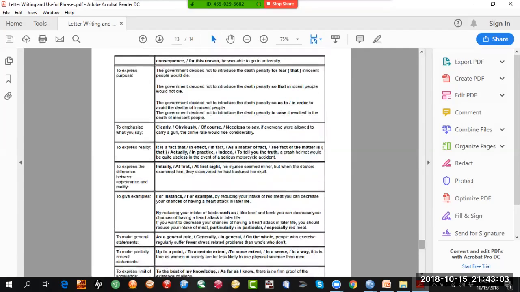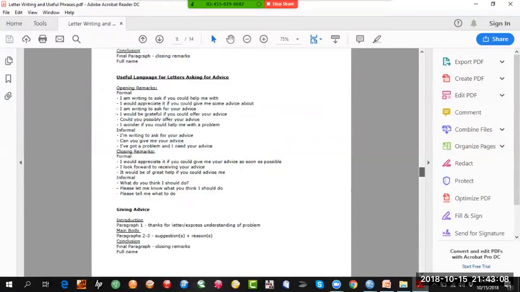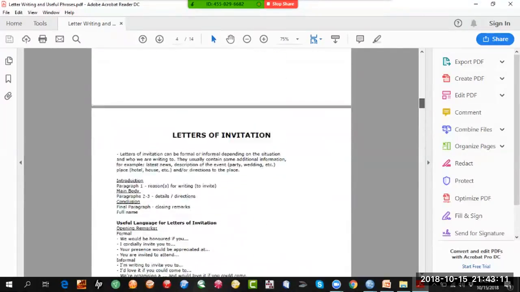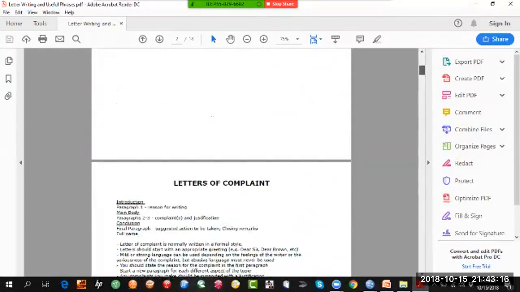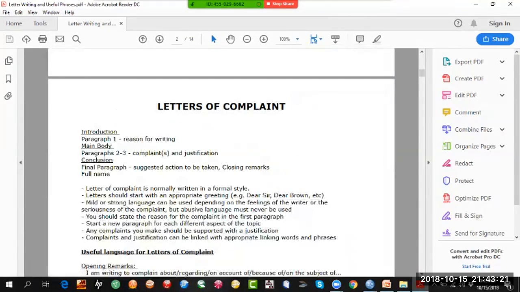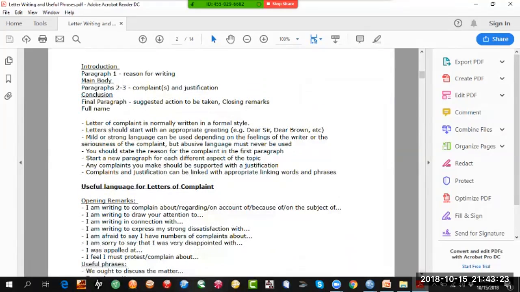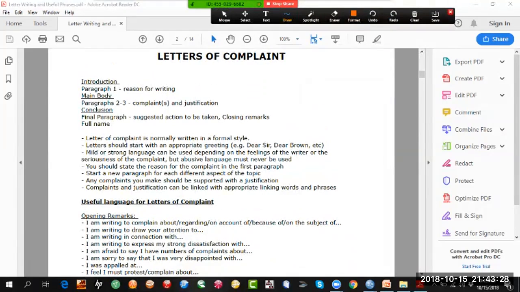Similarly, for all these pages that I have mentioned earlier for different types of letters, you don't need to read these pages again and again. I'll just zoom in. Here you don't even need to read what should be the introduction, the main body, and the conclusion for a letter of complaint. Just forget about it, because I have already covered and given you a format for that.